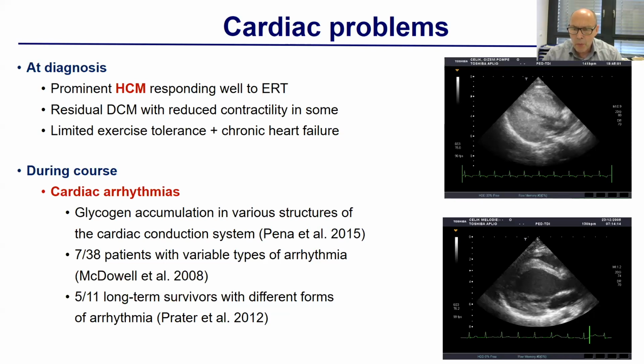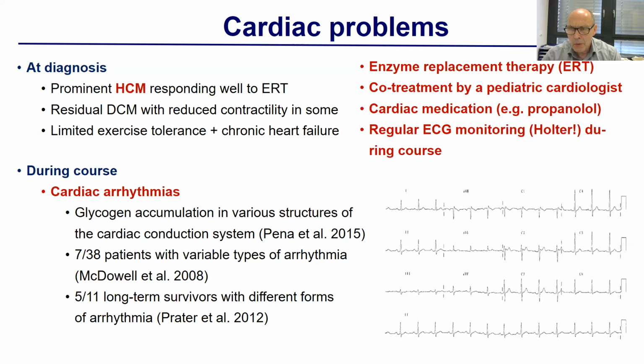And so what is often forgotten is that this is not the only problem of the patients. What you can see later during life are cardiac arrhythmias, and I just put three publications in this slide showing that this is really an issue. 5 out of 11 patients with different forms of arrhythmia, and so this is something you have to keep in mind. And together with enzyme replacement therapy, you need a pediatric cardiologist, preferably someone who's experienced in this disease. And what you should not forget in the older children is to perform a regular ECG monitoring with a Holter device during the course. We do it once per year.